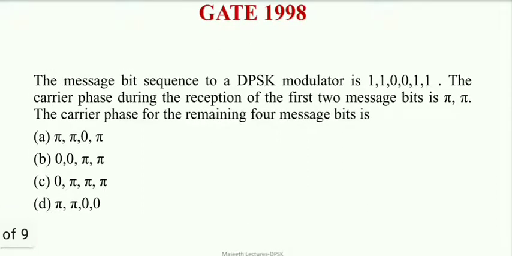This question was asked in 1998. First question: the message bit sequence to a DPSK modulator is 110011. The carrier phase during the reception of the first two message bits is pi and pi. What is the carrier phase for the remaining 4 bits? So what is the data they are transmitting? They are transmitting 1 1 0 0 1 1.